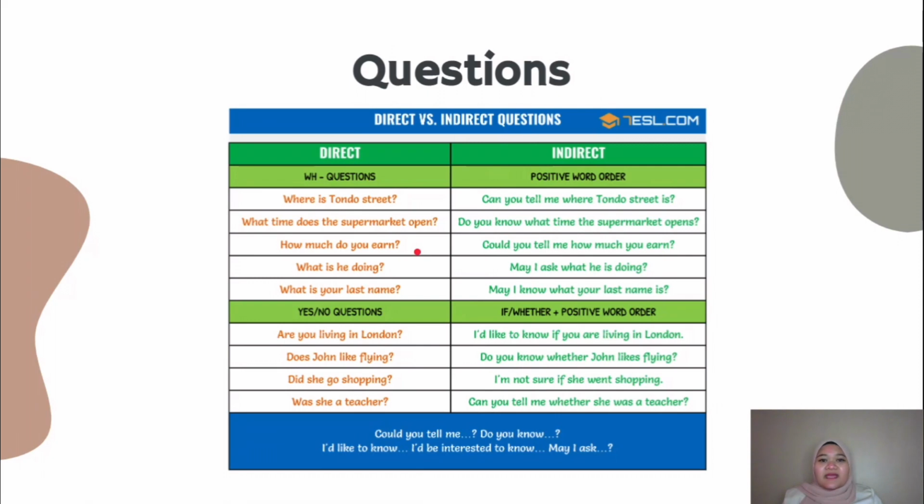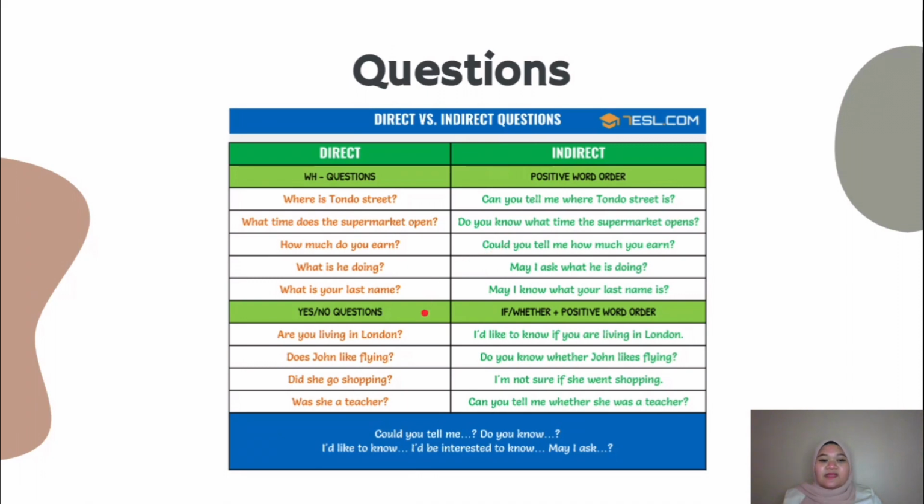Number 3. How much do you earn? We change to, could you tell me how much you earn? Number 4. What is he doing? We change to, may I ask what he is doing? And the last one, what is your last name? When we want to change to the reported speech, we will say, may I know what your last name is? Right? So class, these are the differences between direct speech questions when we change to indirect speech questions.